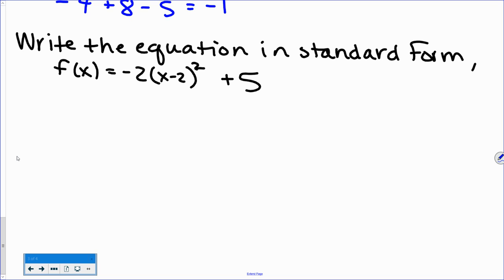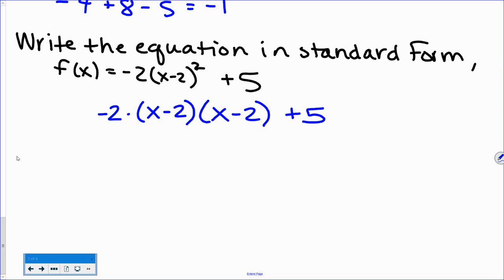All right, so that's our vertex form. To be in standard form, there's no parentheses squared. So basically, we're just going to simplify that by following order of operations. First thing I'd do would be exponents. That means I need to square x minus 2, which means I'm going to have to write it out twice. Once I've squared it, then I can multiply by negative 2, and then I can add 5. But first I'm multiplying x minus 2 times x minus 2.